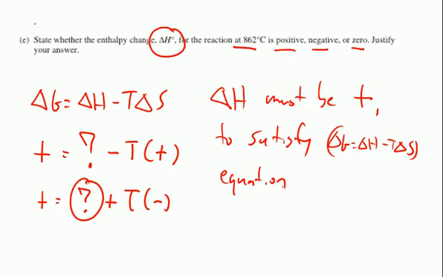I'm going to read you the actual answer that the College Board produced. They said both delta G and delta S are positive and determinant in parts C and D. Thus, delta H must be positive because it is the sum of two positive terms in the equation. So basically, delta H must be positive to satisfy this equation. That's essentially what they're saying. Let's move on to the next one.